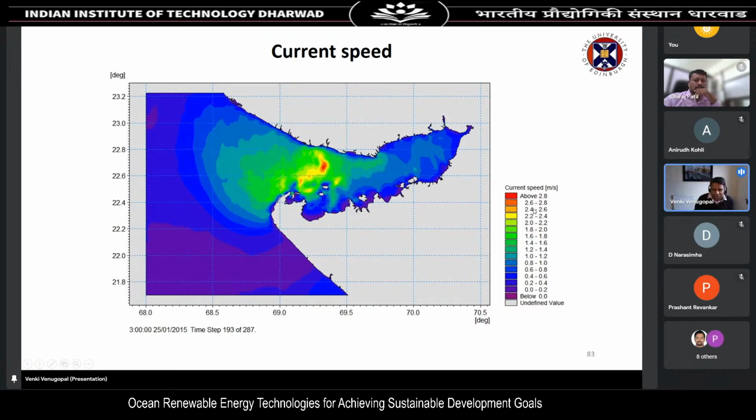This model was not calibrated or validated because there is no measurement available, but the model shows that a high magnitude current is possible at this location. The researchers working with us also said they have noticed high currents, but there are no measurements to prove it. But this is just to show tidal energy development is possible in the Gulf of Kutch.